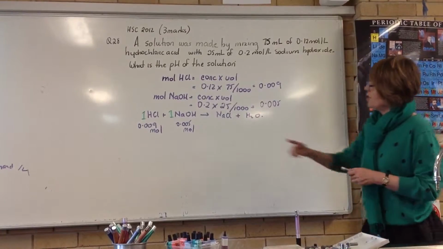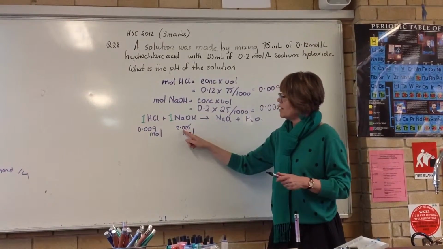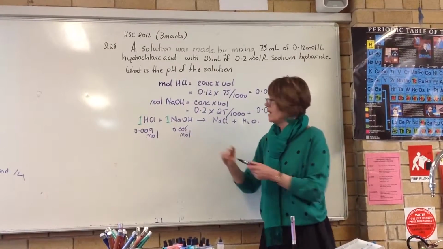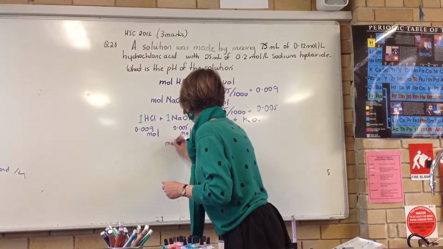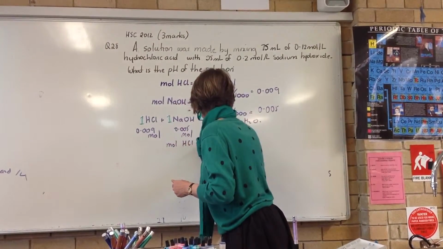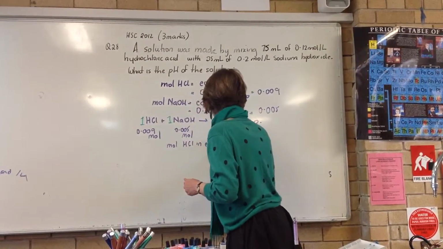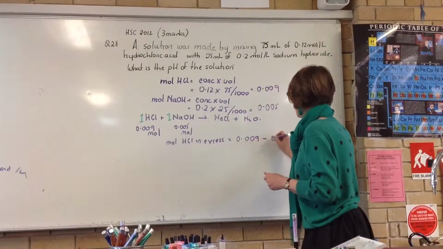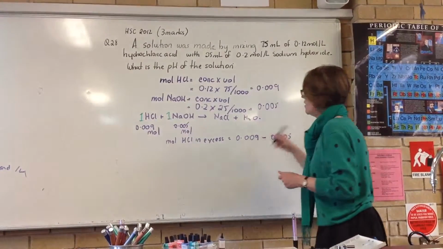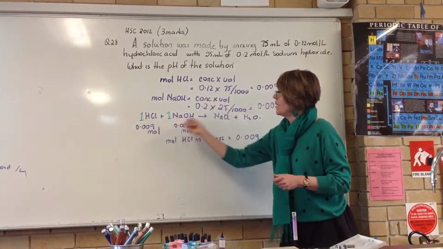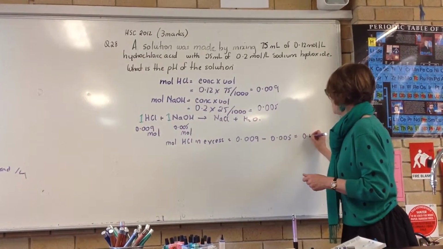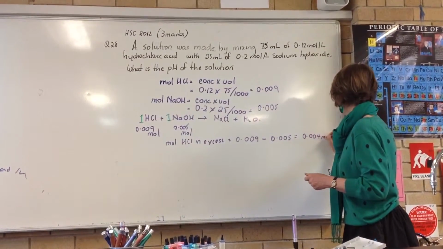We can see that we would be using up all of the sodium hydroxide, and we have some of the HCl left over. So our moles of HCl in excess would be the amount we started with minus the amount that can react. You can only react with the amount of sodium hydroxide we've got. So we've got an excess of 0.004 of a mole.